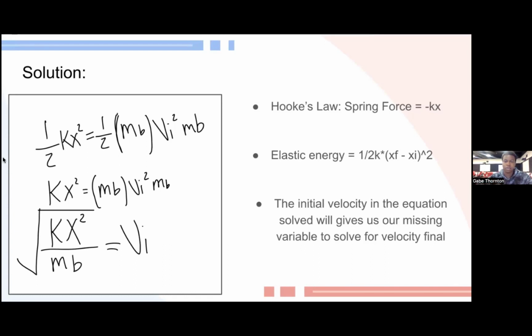And this represents Hooke's law and spring force, the elastic energy, which is, as I mentioned, 1/2 and then the change in x squared with our spring constant as well. The initial velocity in the equation solved will give us our missing variable to solve for the velocity final, which now we are switching over to momentum equations.